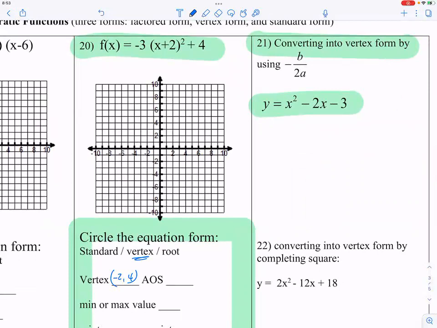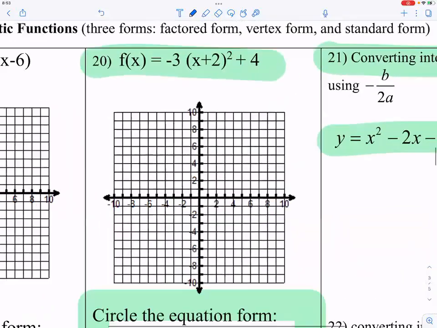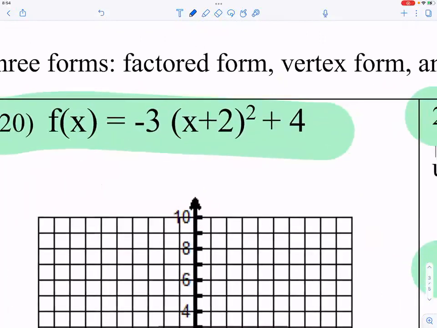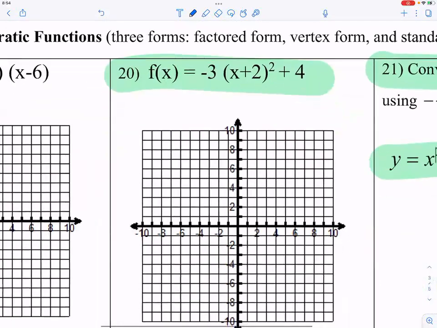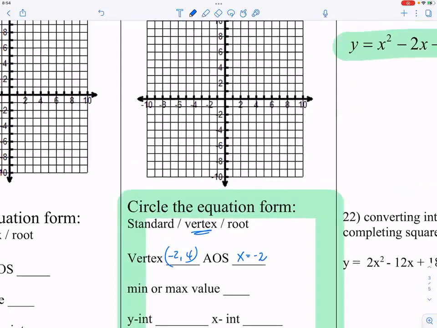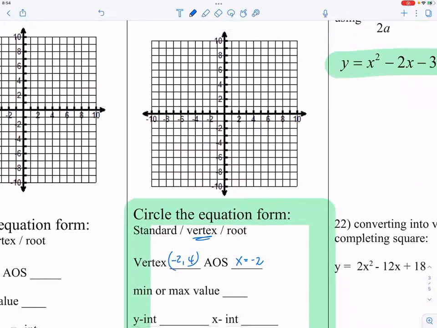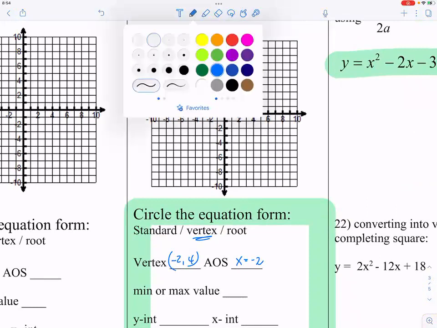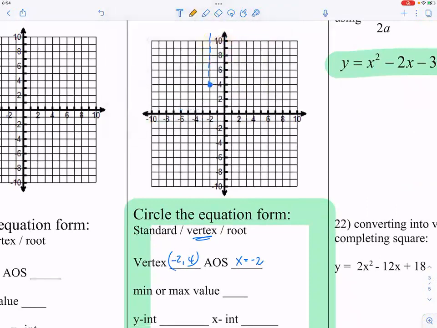Can we tell the x-intercept from this form? You can't. What other information can you tell straight away? If you can tell the vertex, you can definitely tell the axis of symmetry, which is x equals negative 2. So now let me go ahead and draw this out. We have negative 2, 4 right here. If the vertex is right here, then the axis of symmetry must also be here.